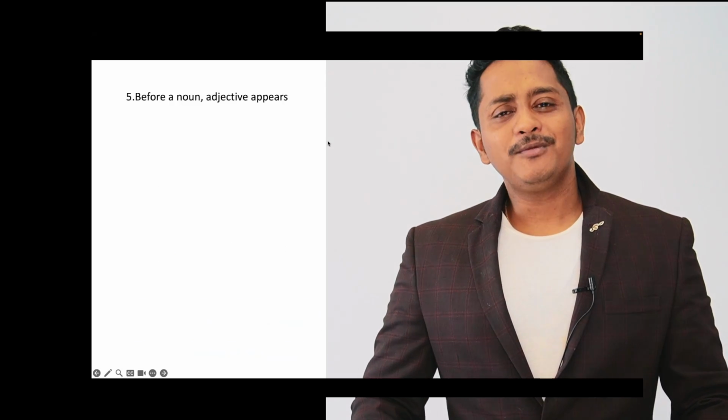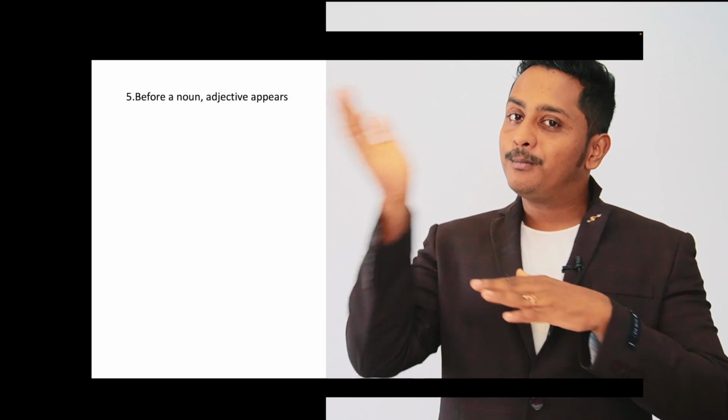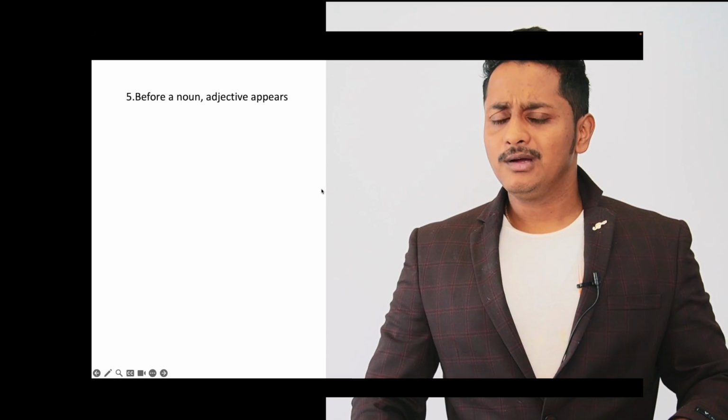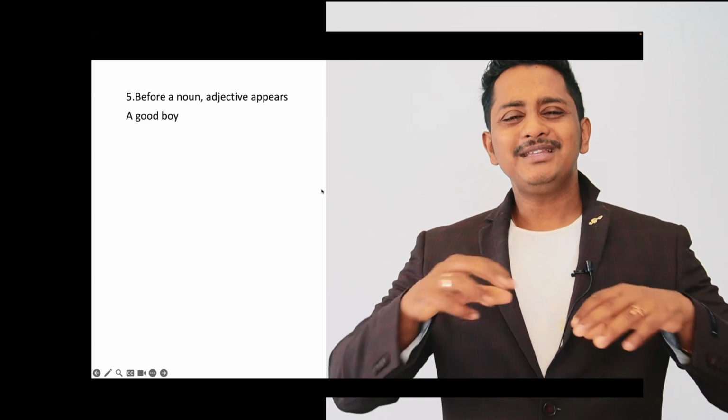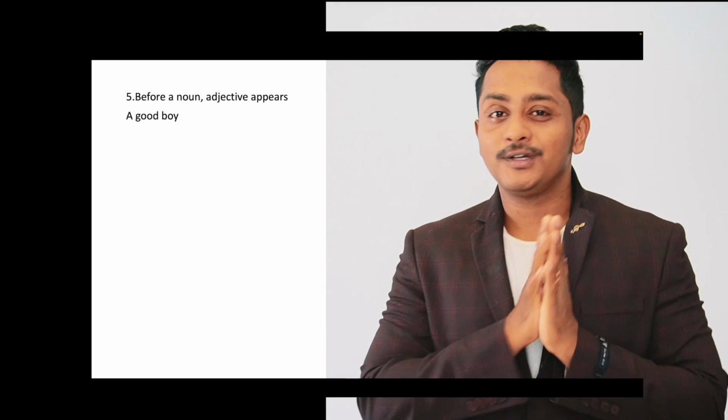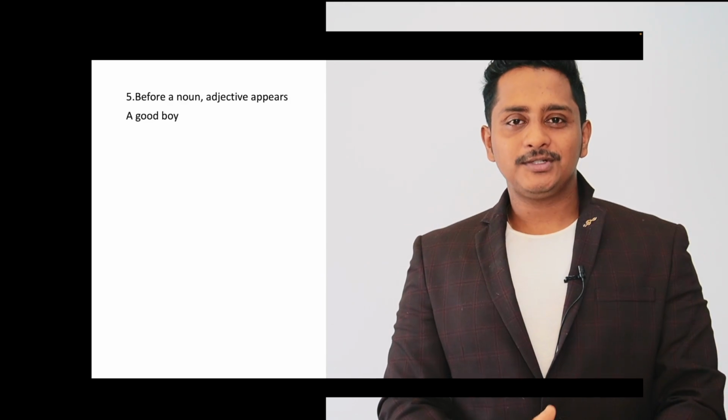We go to shortcut number 5: before a noun. Until now we talked about after a noun. Now we are talking about before a noun. An adjective appears. What's an adjective? It's something that describes a noun. A verb is something that denotes the action. An adjective is a description of a noun, a characteristic of a noun.